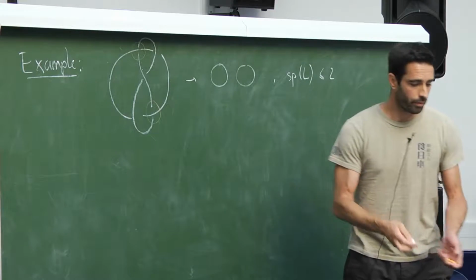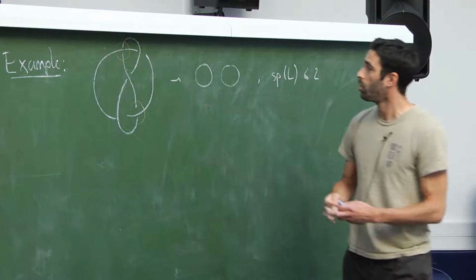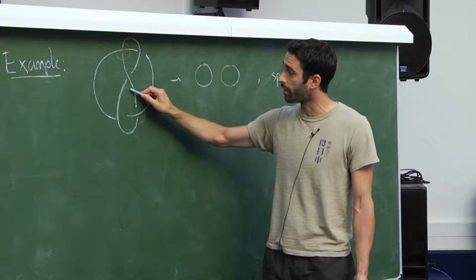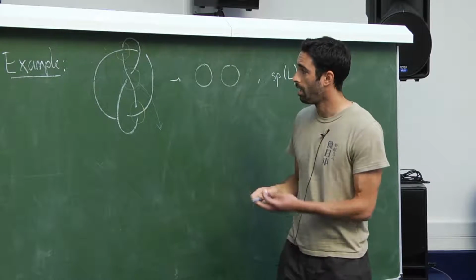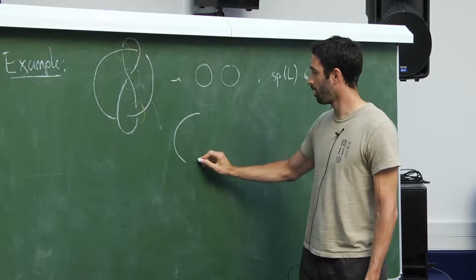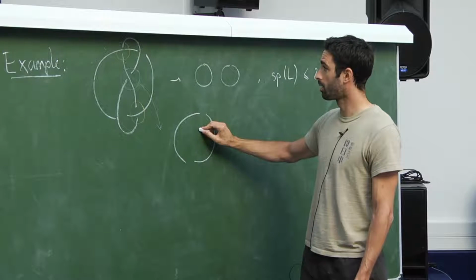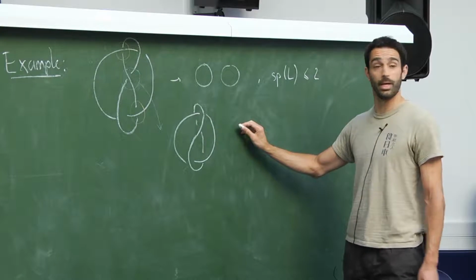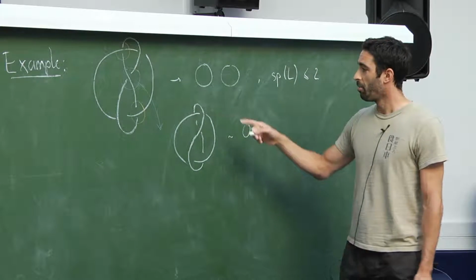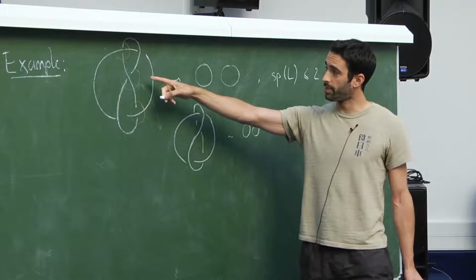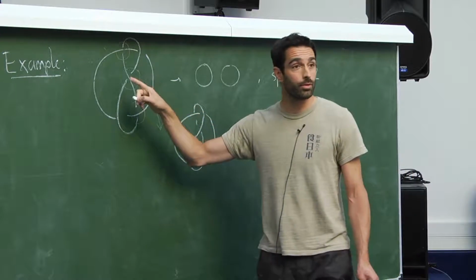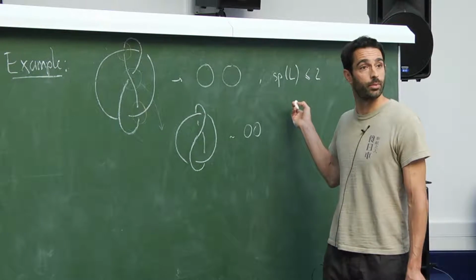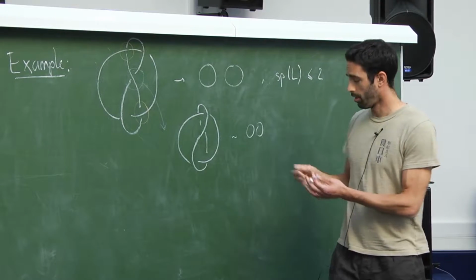And I took this example for a good reason, because one could have chosen, well, actually it's not allowed, but you see that if you actually change this one here, then what do you get? And this is an unlink. But this is not allowed, okay? So this example was chosen just to show you that the splitting number of the Whitehead link is not 1, it's at most 2, okay? So this is not allowed.